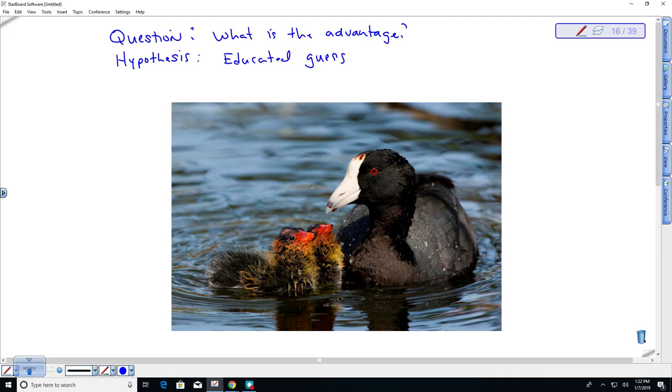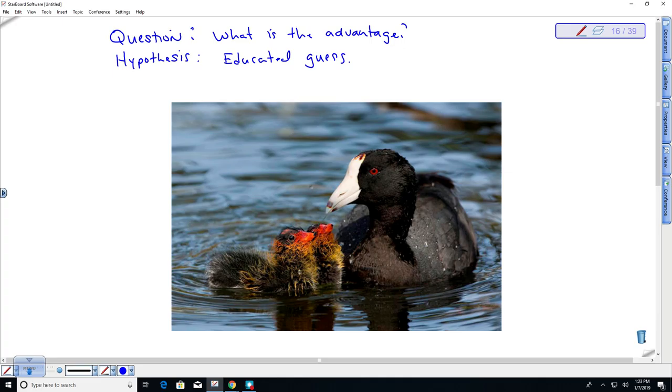If I am more brightly colored than my sibling, what might my mother do for me that she would not do for the sibling? Pay attention to it more. Pay attention to it more, and possibly what do mothers provide? Birds don't have mammary glands, so they have to feed their offspring. So the educated guess is that the more brightly colored the chick, the more food it will obtain from its parent. So there's a little bit of competition going on between these offspring for attention from the parents.